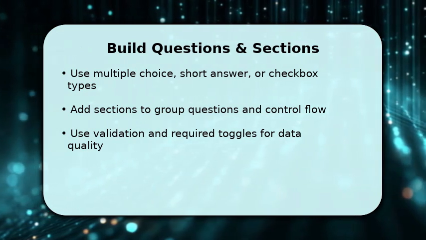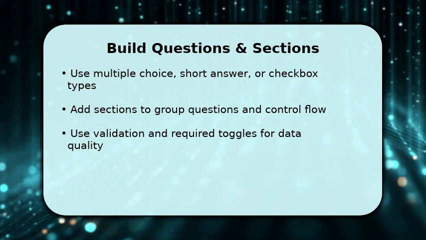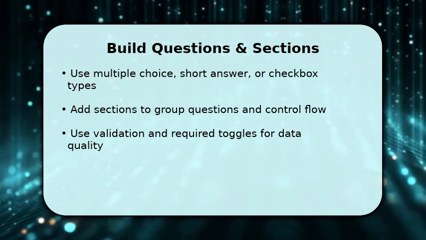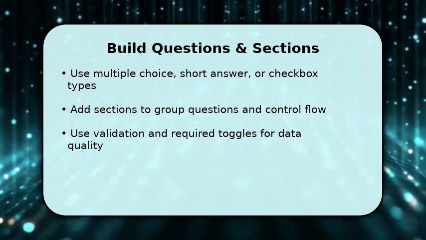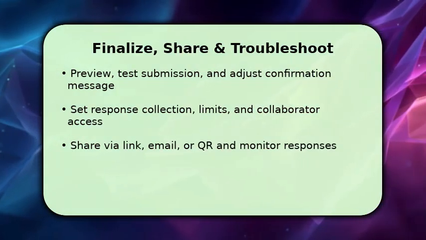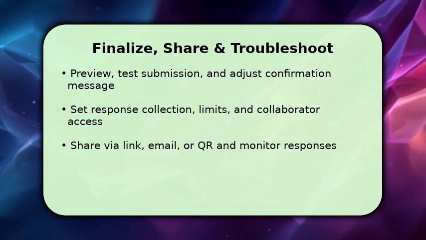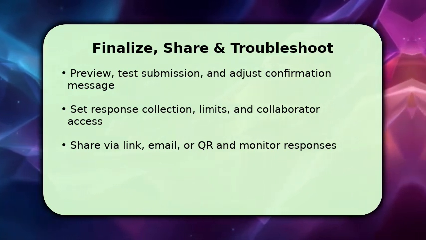Use response validation to enforce formats like numbers or email. Once done with a block, preview the section to confirm flow and wording. If branching is used, make sure to finish by previewing the full form and submitting a test response to catch typos or logic errors. Then open settings to control who can respond, enable email collection, and set response limits if needed.